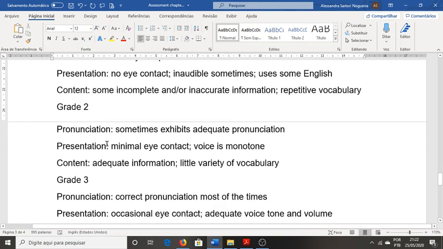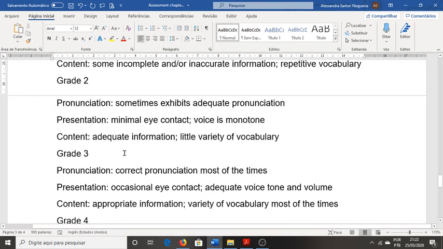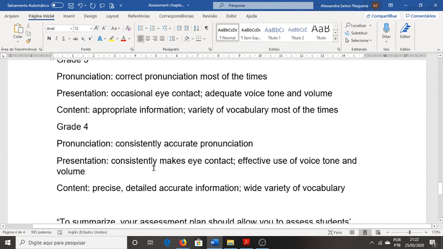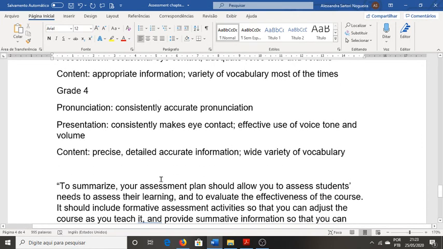A grade 2 student would be like this: pronunciation, sometimes exhibits adequate pronunciation; presentation, minimal eye contact, voice is monotone; content, adequate information, little variety of vocabulary. A grade 3 student would be pronunciation, correct pronunciation most of the times; presentation, occasional eye contact, adequate voice tone and volume; and content, appropriate information, variety of vocabulary most of the times. And finally, a grade 4 would be pronunciation, consistently accurate pronunciation; presentation, consistently makes eye contact, effective use of voice tone and volume; and content, precise, detailed, accurate information, wide variety of vocabulary.